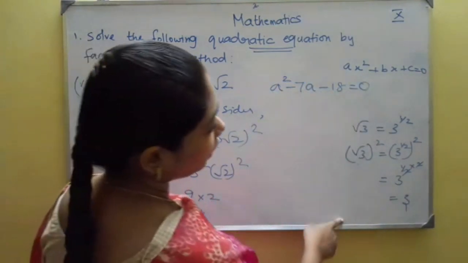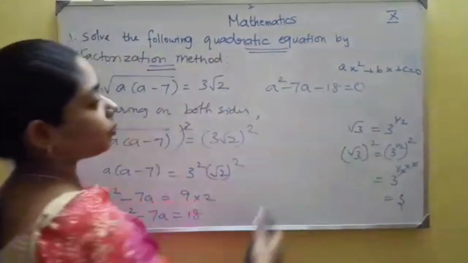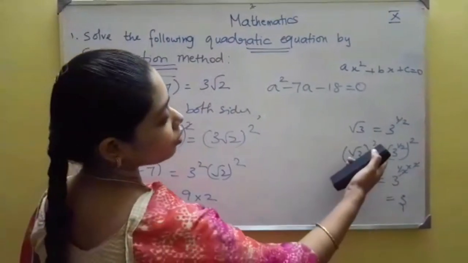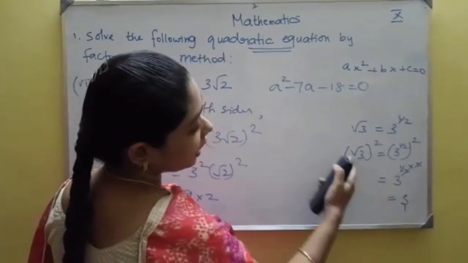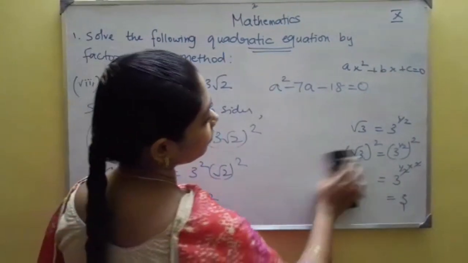So observe this part clearly once again. Root 3 is equal to 3 power 1 by 2. So root 3 square gives you simply the value inside the square root, 3.